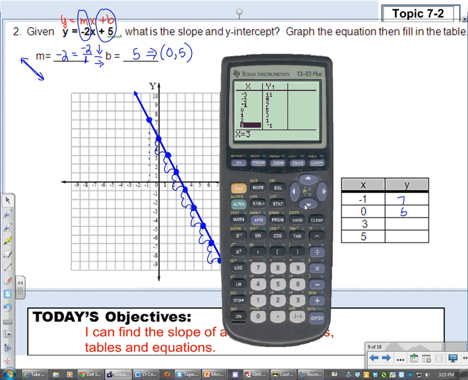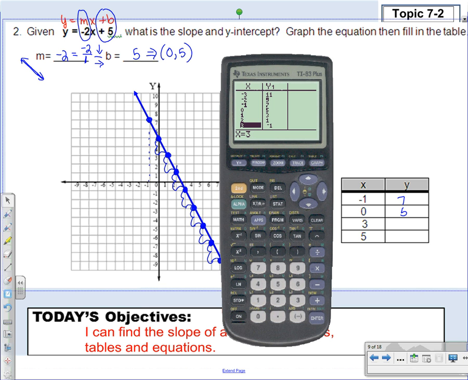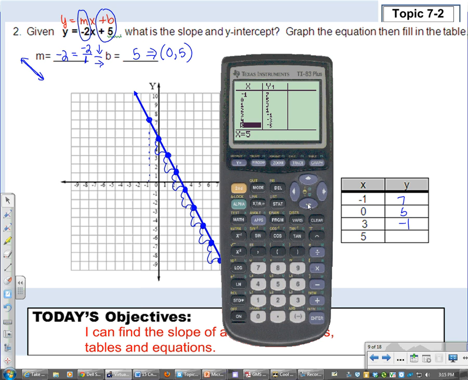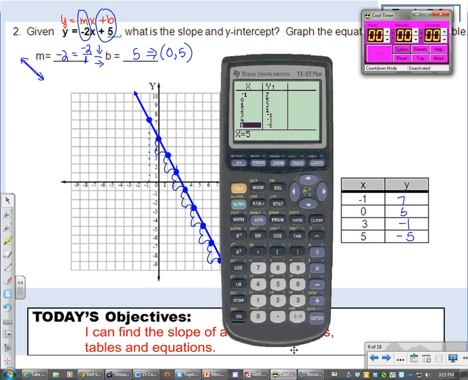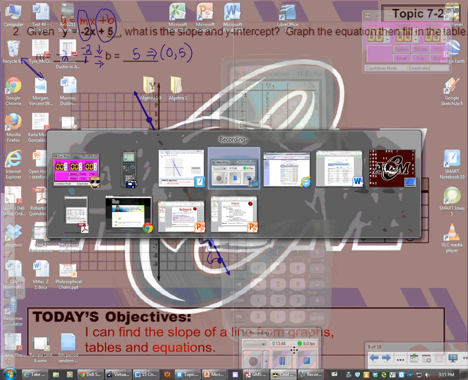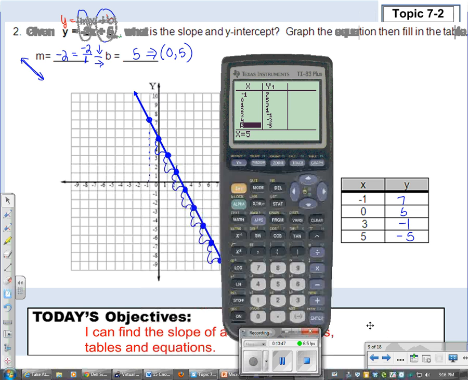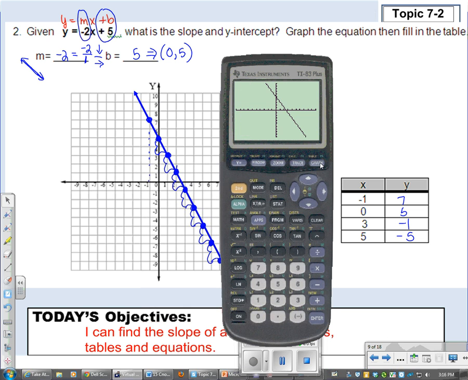Scrolling down, when x is 3, y is -1. Check that. When x is 3, y is -1. Yes, that is a point on our graph. And the last one, when x is 5, y is -5. So we've used the calculator to check our points as well as to help us look at the graph and make sure that we have the correct graph going on.